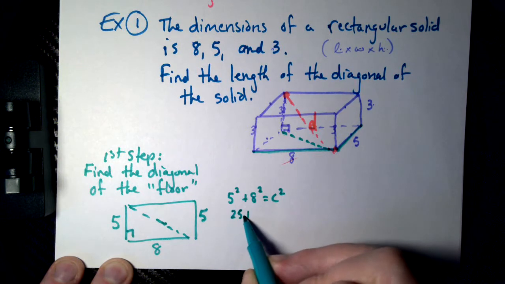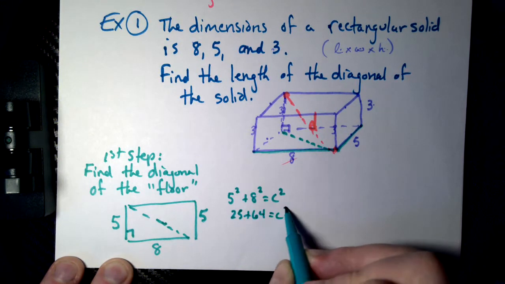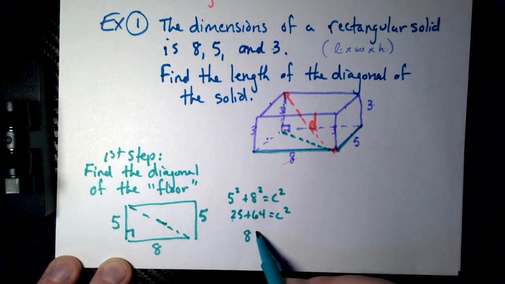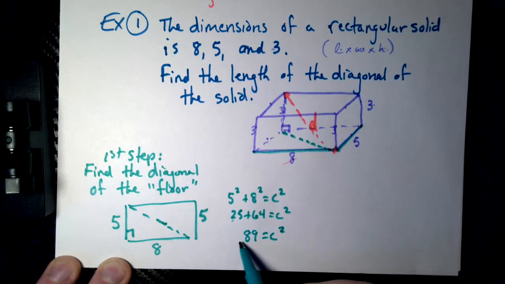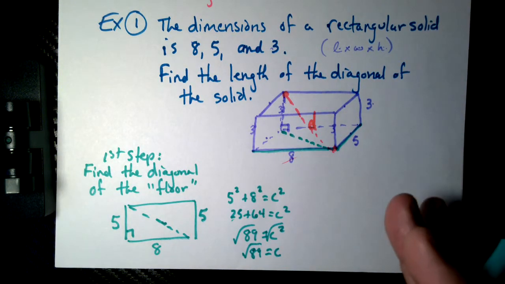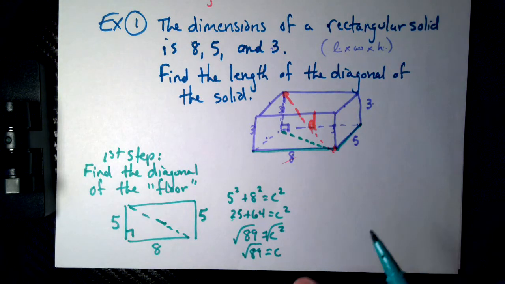25 and 64 equals c squared. So if I add it, it's 89 equals c squared, square root of 89. Now, for this problem, I could leave it the square root of 89. I don't need to break it down. I don't even know if it does break down.